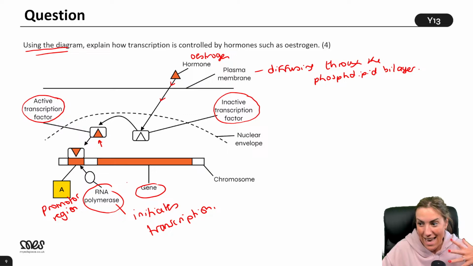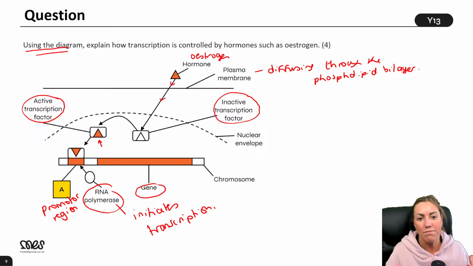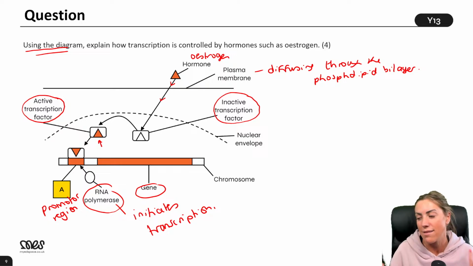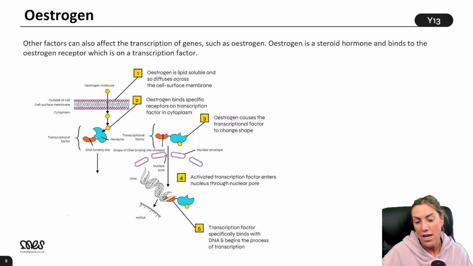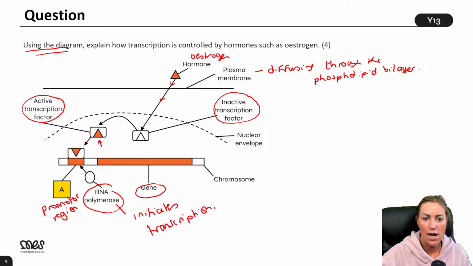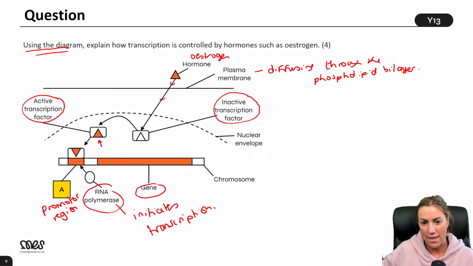Okay? Because as you've just said, the transcription factor, when it binds, it's allowing RNA polymerase to bind. That's going to initiate transcription. So estrogen is initiating transcription. It's a hormone that can control transcription. Okay, that was really all we missed. Because you've got the same diagram again here. So if you want to learn a little bit more, have a little read through that diagram, which explains it in a lot of detail. And then have a go at this question using the diagram, just explain the steps that you can see.